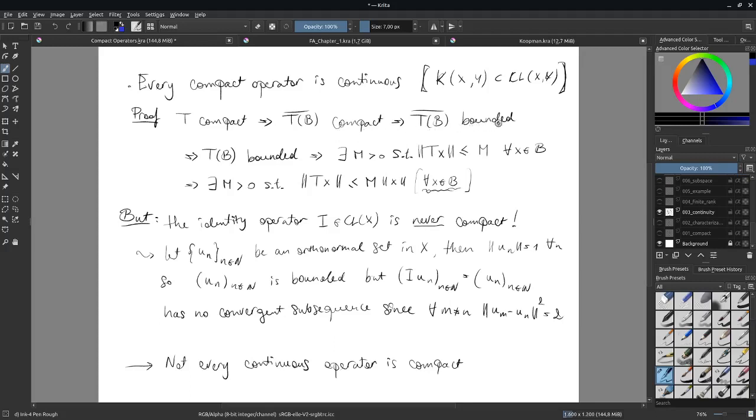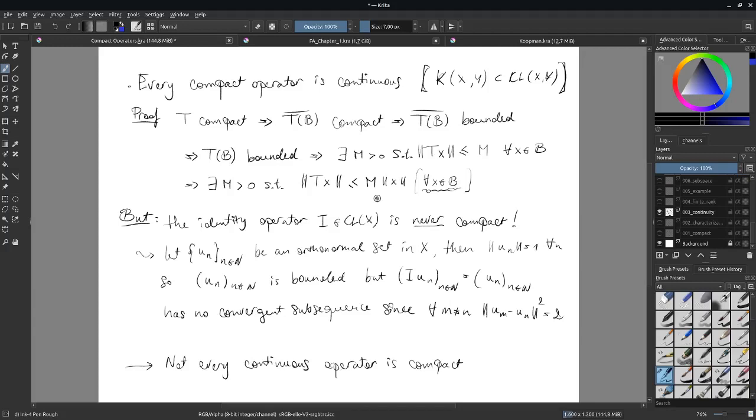And if the image of the unit ball is bounded, that means we can find some M such that the norm of Tx is at most M. You can just take this M as an estimate of the bound for the norm of T. So we know that a compact operator is bounded. Note, however, that every compact operator is continuous, but not every continuous operator is compact.